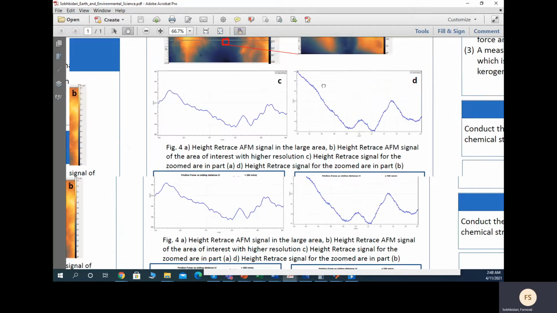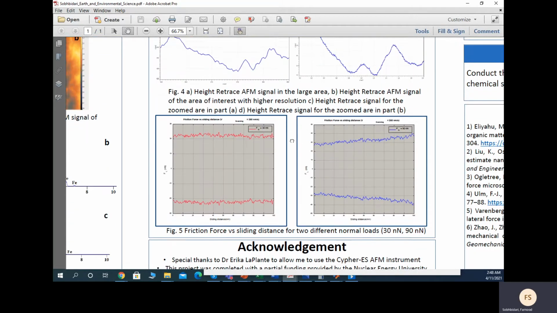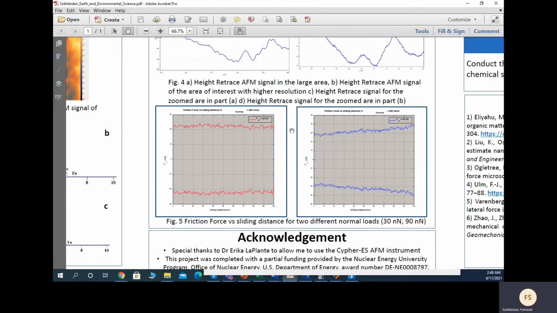For the friction experiment, I changed the velocity from 250 nanometers per second up to almost 6 micrometers per second, and the normal load also changed between 30 nanonewton and 90 nanonewton, and here we can see two of those data.